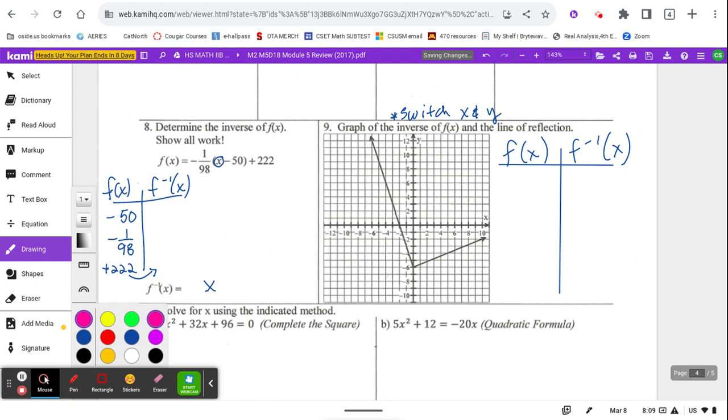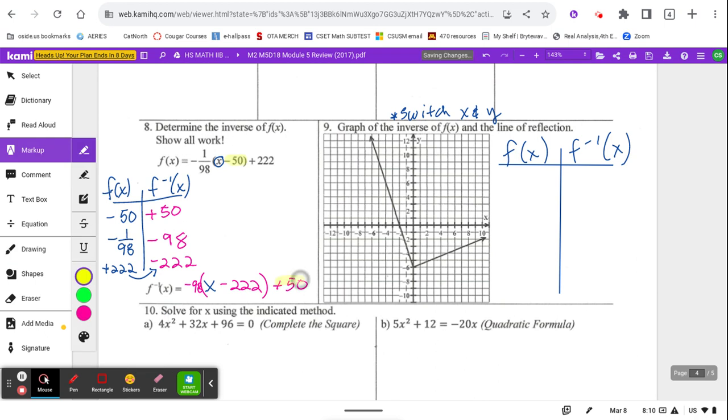We're now going to undo all those operations in order to build our new function with x down here. So here I go in reverse, adding 222. The opposite is subtracting 222. Multiplying by negative 1 over 98 means the opposite would be multiplying by negative 98. And finally, subtracting 50 means I'm going to add 50 onto the end. So let's do our common sense check. Subtracting 50 became plus 50. Plus 222 became minus 222. And this flipped. All right, does that make sense?